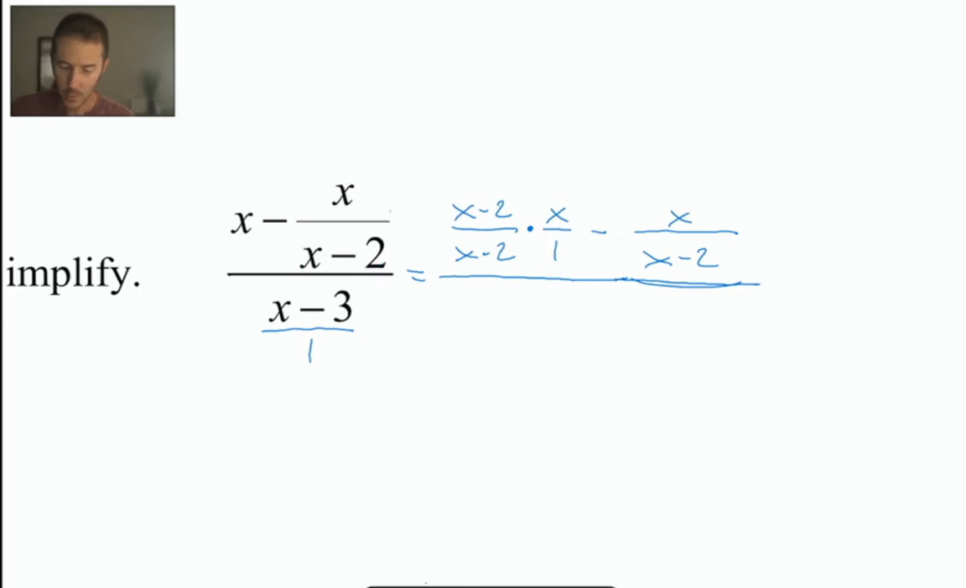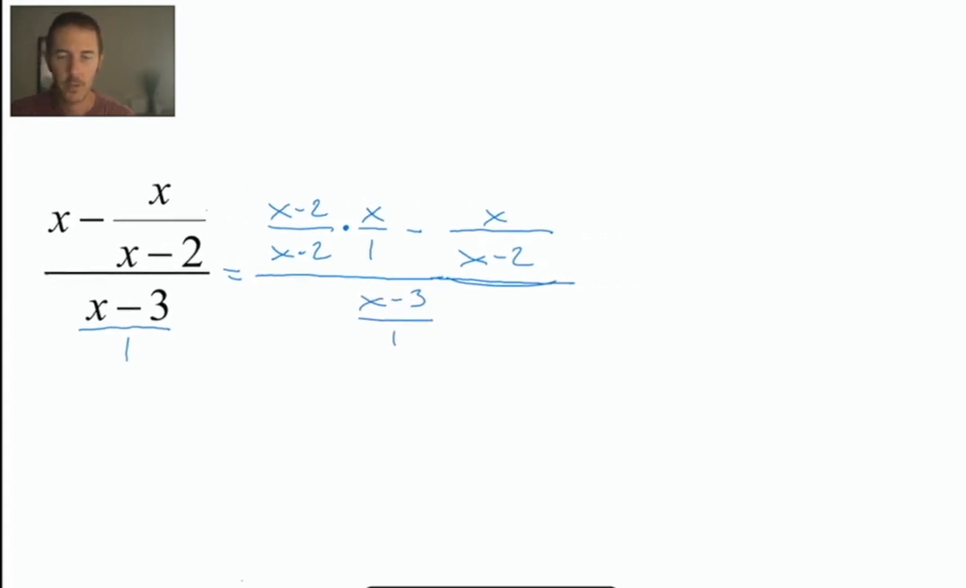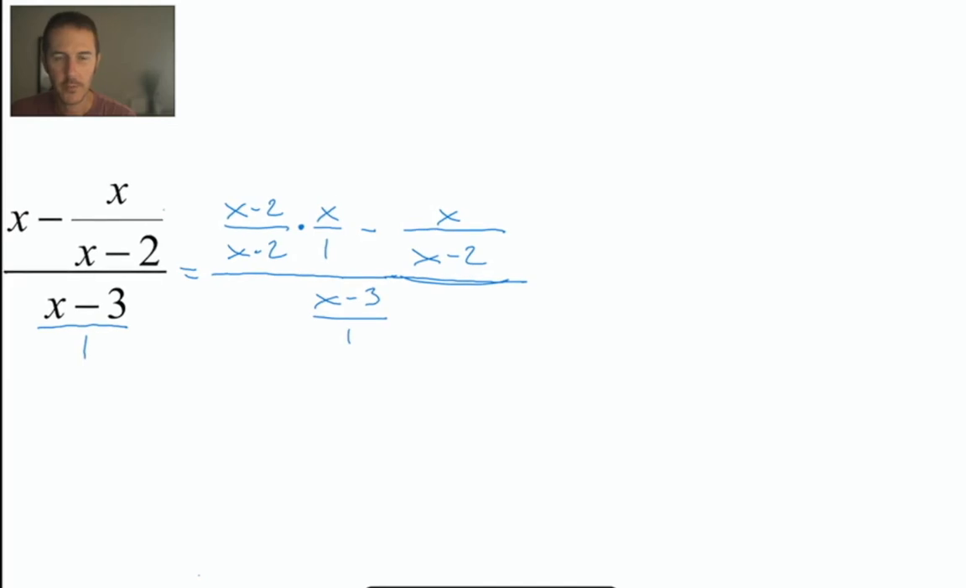In the denominator, there's no work to do. It's just x minus 3 over 1. So the hard work that we have to do on this one is cleaning up the big numerator. We're already making some nice strides. Equals big division. Now really, we have our common denominator in the big numerator already.